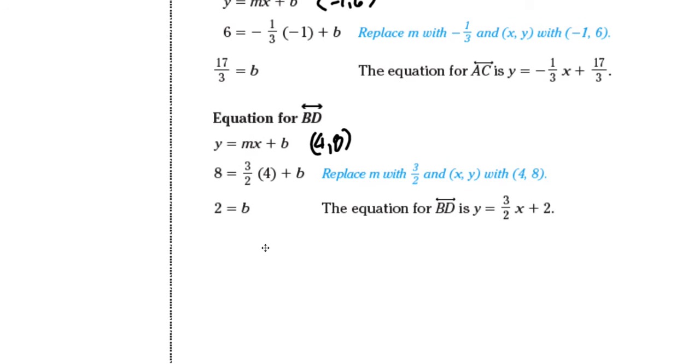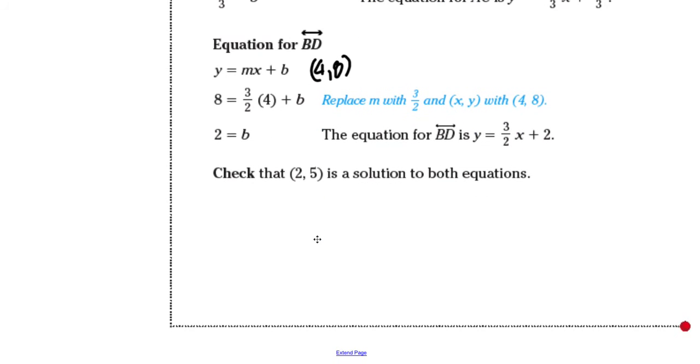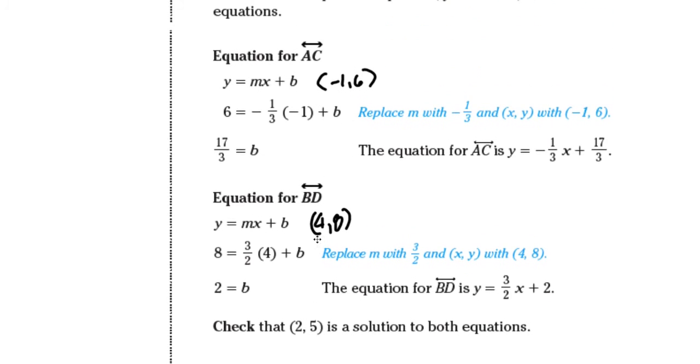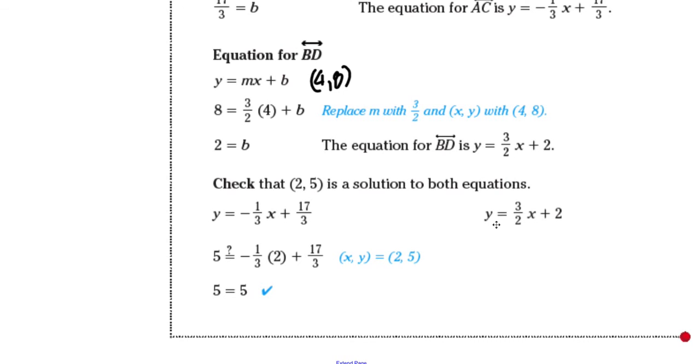Now we found both equations. We now take the point where they intersect, which is (2, 5), and find out if it forms a solution, if it will make both equations true. So let's substitute 2 and 5 into y equals negative 1/3 x plus 17/3. Simplify that, and we end up with a true statement. And we substitute (2, 5) into the equation y equals 3/2 x plus 2, and we end up with a true statement as well. Therefore, the solution checks out.